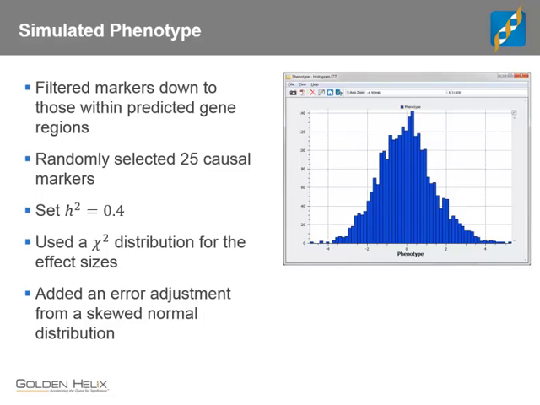In order to simulate a phenotype, I first filtered markers down to those within predicted gene regions. Then I randomly selected 25 causal markers and required a heritability value of 0.4. I also assumed a chi-square distribution for the effect sizes, and while that was still too highly predictive of a single locus, I added in an error adjustment from a skewed normal distribution. I didn't want my simulated phenotype to be too good, but I did want it to be within an interesting gene region.